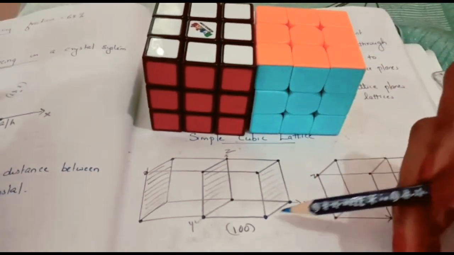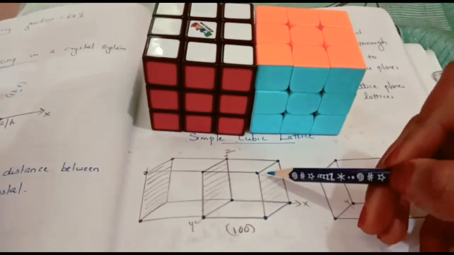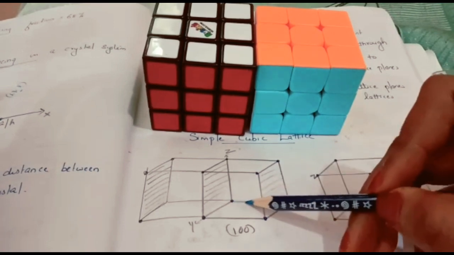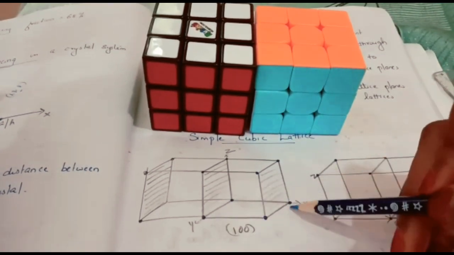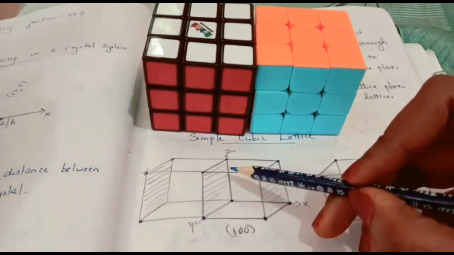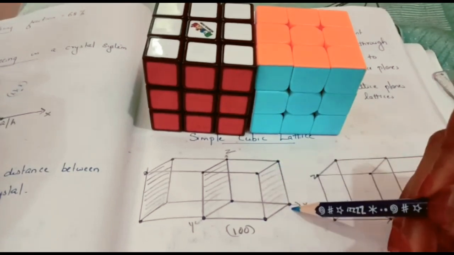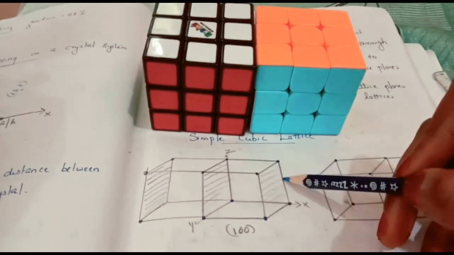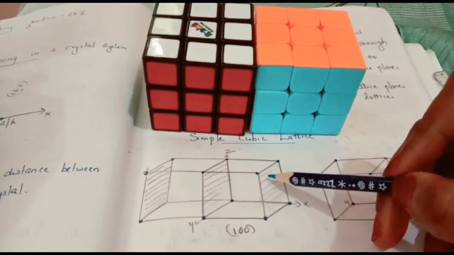1 0 0 plane means, see this plane. When you are taking this plane, the x-axis is passing through this. And for y, see this is y. The y-axis and these 2 lines are parallel, so they meet at infinity. Then z is this one. This axis, this line and this line are parallel, so this is also not touching this plane. So here this plane is the 1 0 0 plane.